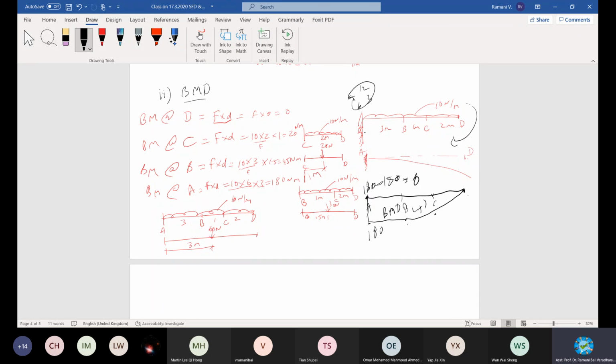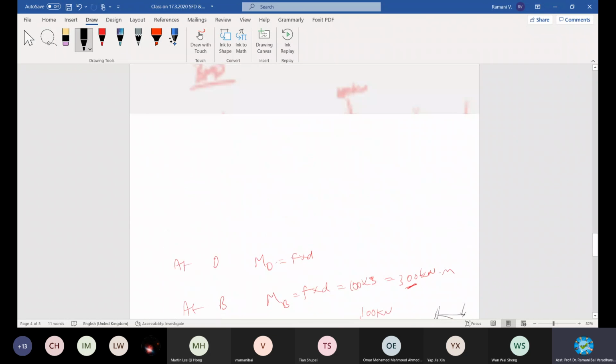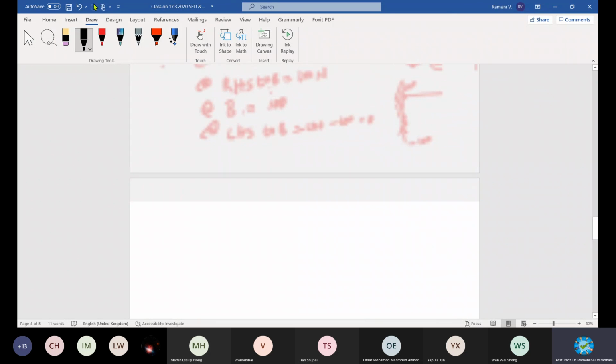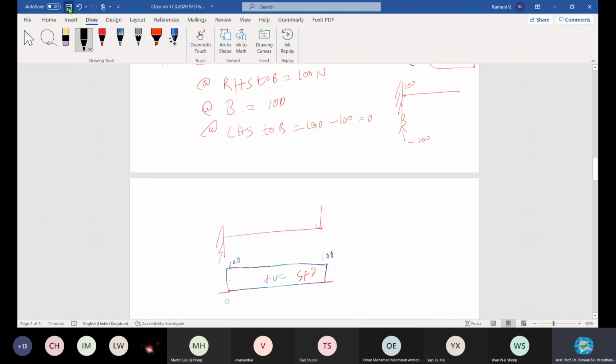And then at this point is 45. At this point is 20, and this is 0. So like that you can plot the bending moment diagram and try it. You have just started with 2 simple questions. Later we'll solve other questions, and with some videos I will explain to you in the next class.